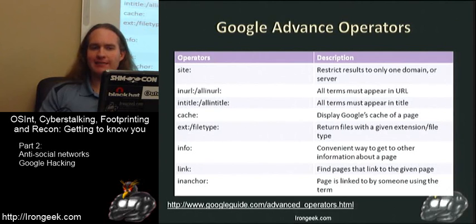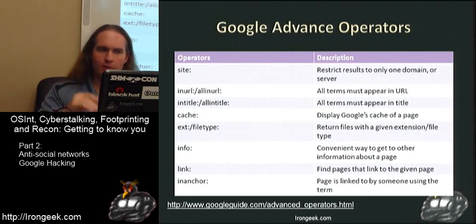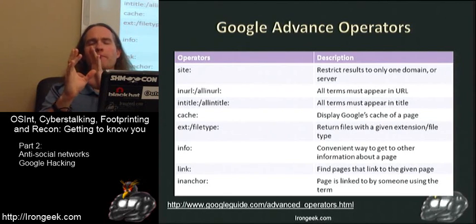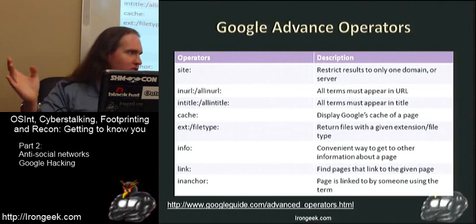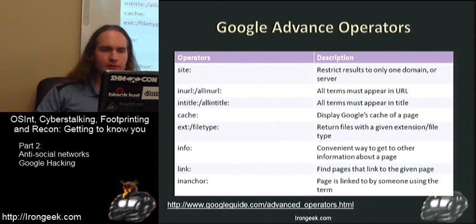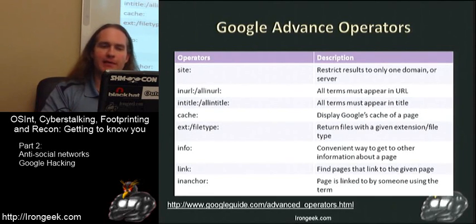Inanchor, or link text, if you only want to see text that appears inside of a link on a page, that's a good way. Link gives you pages that link to a specific page. So if I want to find out about links to irongeek.com or a certain page of mine, I might say link colon some specific page of mine because I want to figure out who all is backlinking to me. Inanchor is the one that searches for a string inside of a particular tag. And if you want a whole list of different operators, go check out Google Guide.